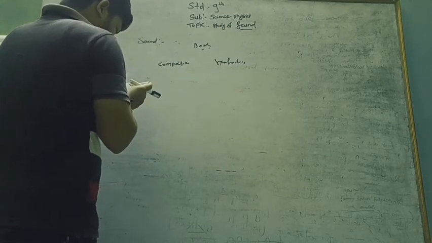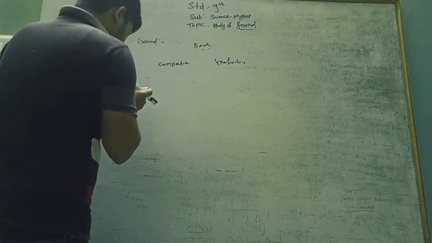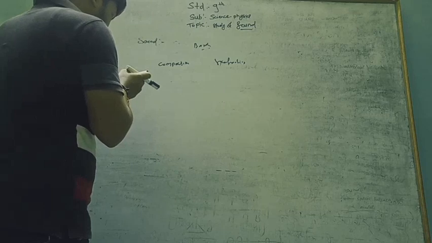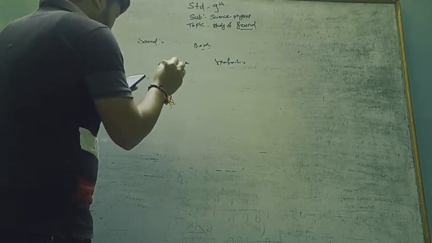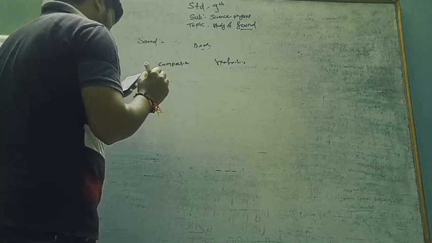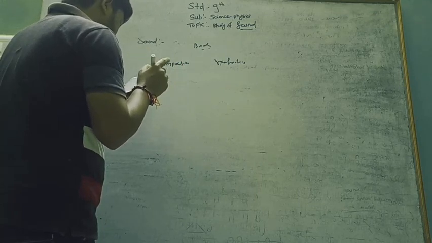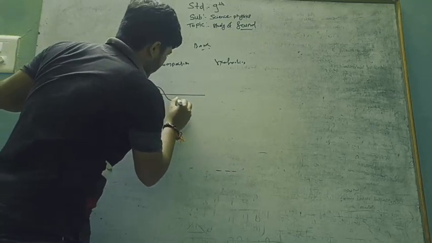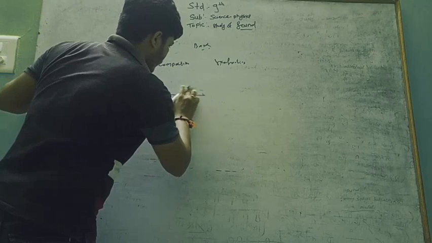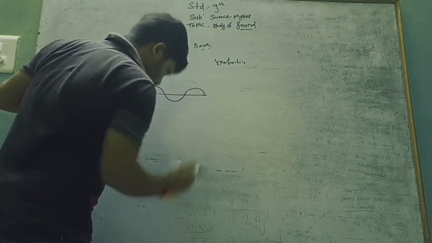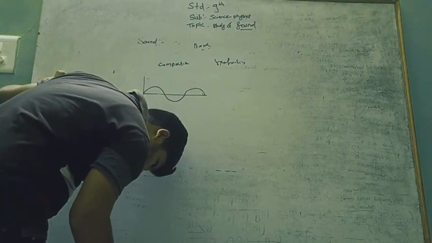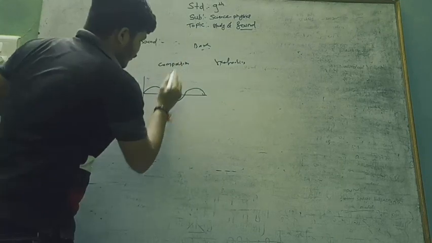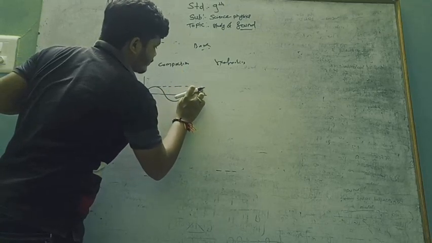Now, figure A shows the changes in density, while figure B shows the changes in pressure, and the changes in density and pressure are shown in the graph C. Graphs A, B and C are given in your book. Consider this is the wave. Now here we have the wavelength.